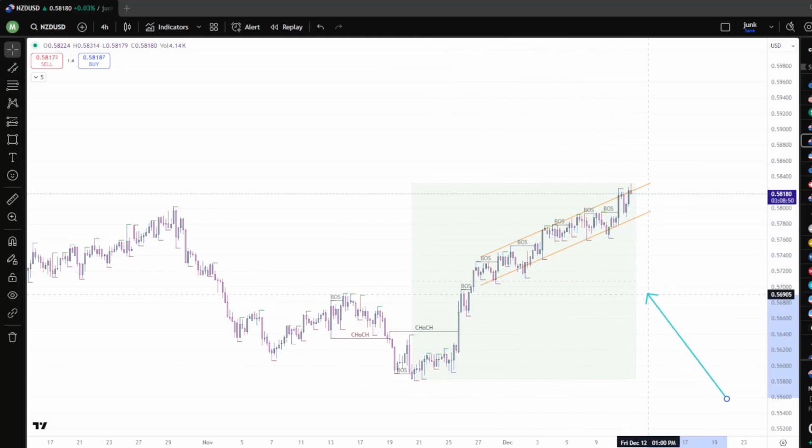I look for a retracement in order to see if momentum can pick back up to target the highs of the overall range and continue this bullish swing.